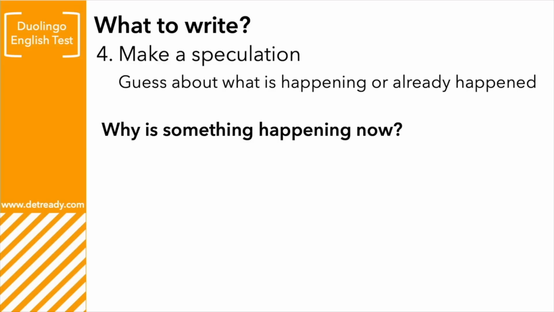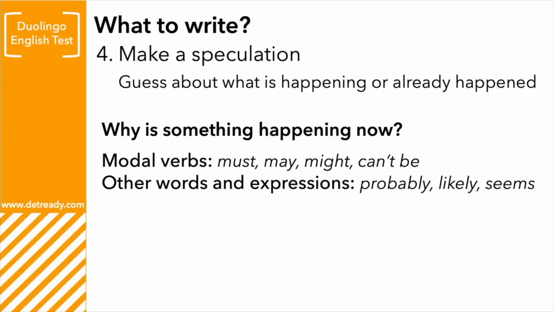There are lots of grammar structures you can use to make a speculation, and a good thing is that typically these grammar structures are considered quite advanced. So if you use them well in your answer, it could boost your score. And here are some of these grammar structures. To make a speculation about why something is happening now, so in the present, you can use modal verbs like must, may, might, or can't be. You can also use other words and expressions.